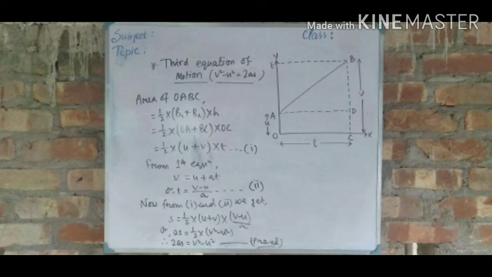From the first equation of motion we get v equal to u plus at, and from there we take out the value of t, that is v minus u by a. So it is the second equation.